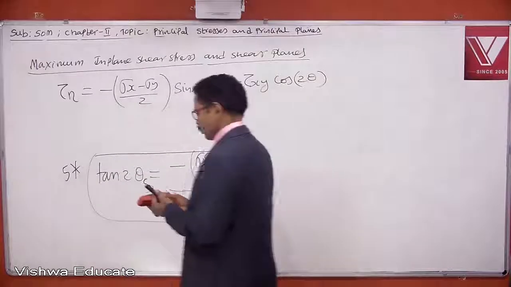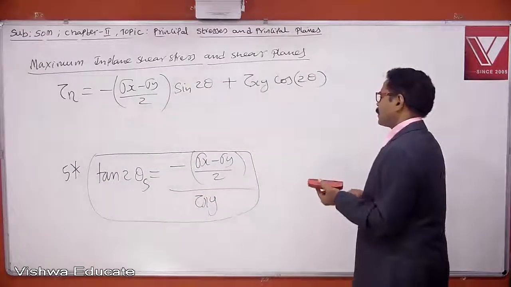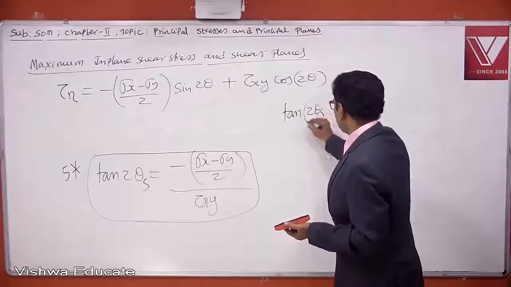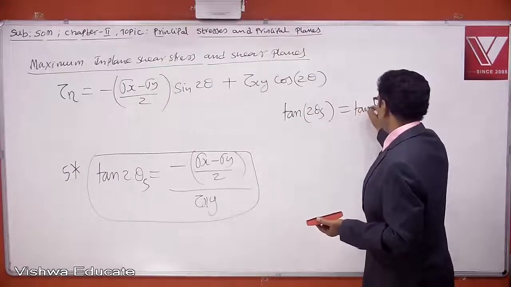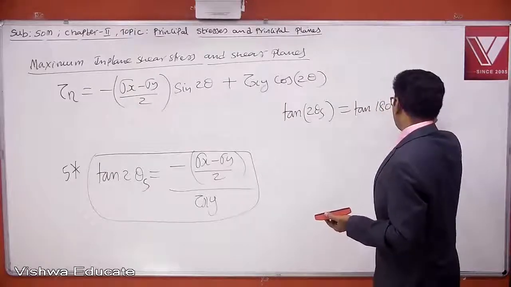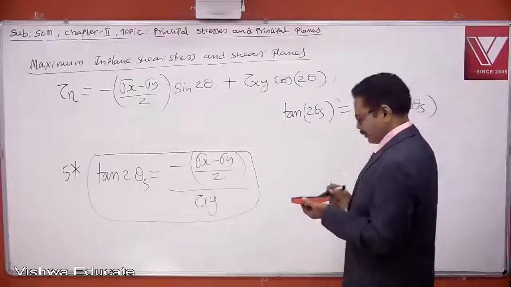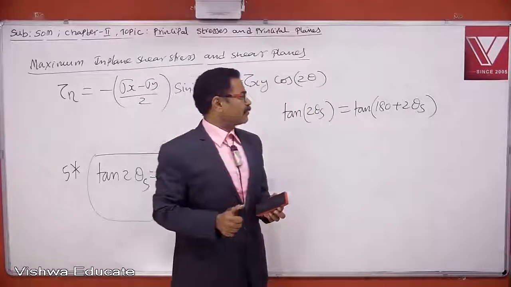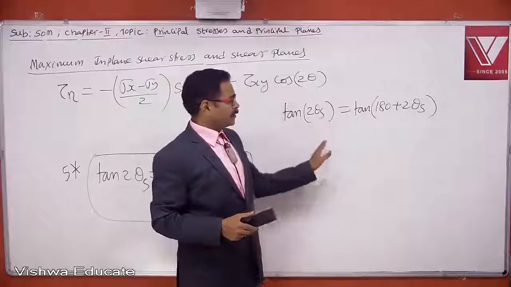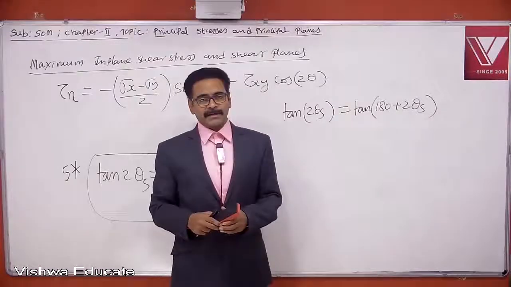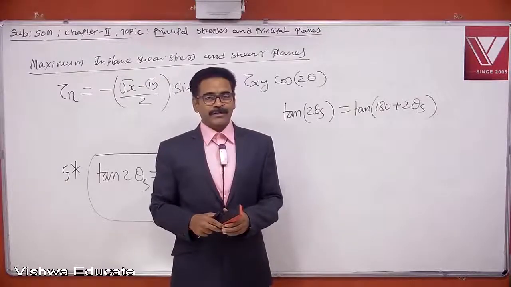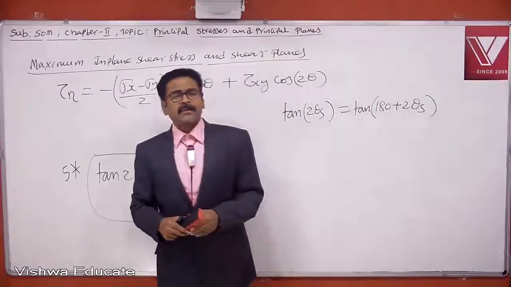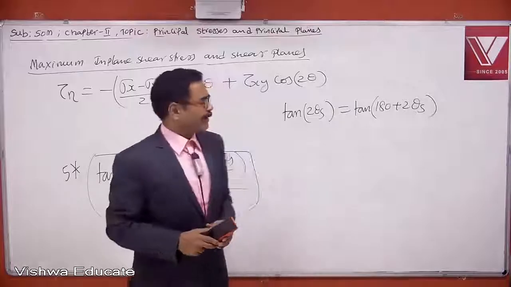Here I can write like this: tan 2 theta S could also be written as tan of 180 plus 2 theta S. Either the 2 theta S value or the 180 plus 2 theta S value, tan value doesn't change. So I can write like this. Please write this: tan 2 theta S is equal to tan of 180 plus 2 theta S.